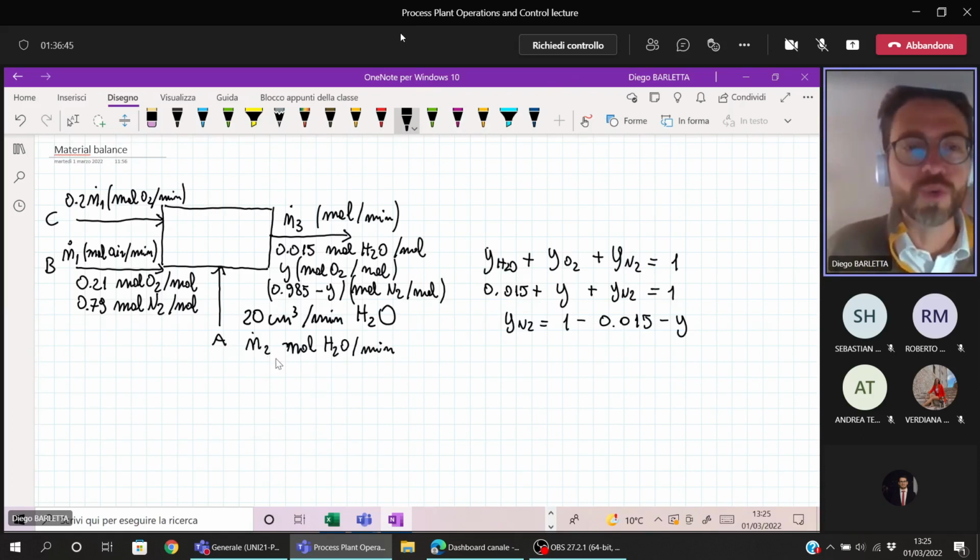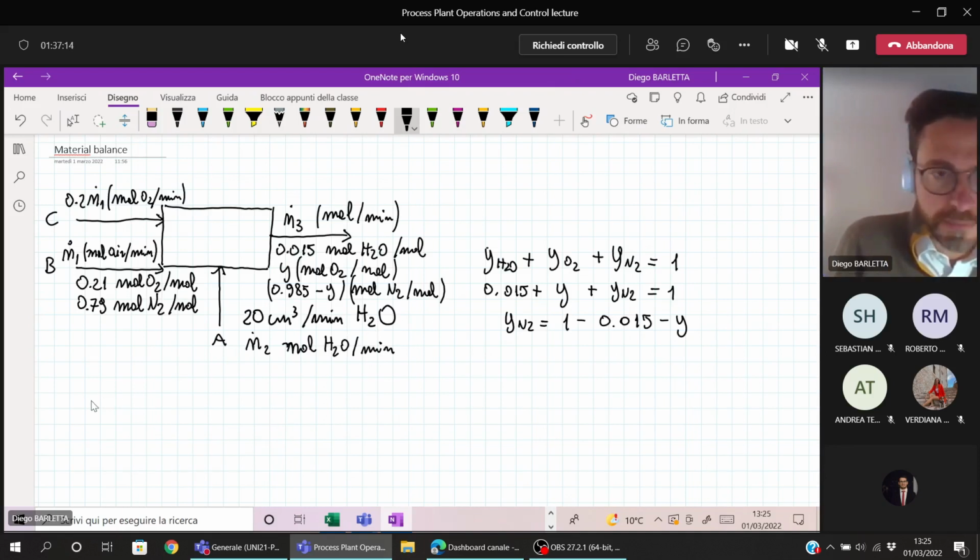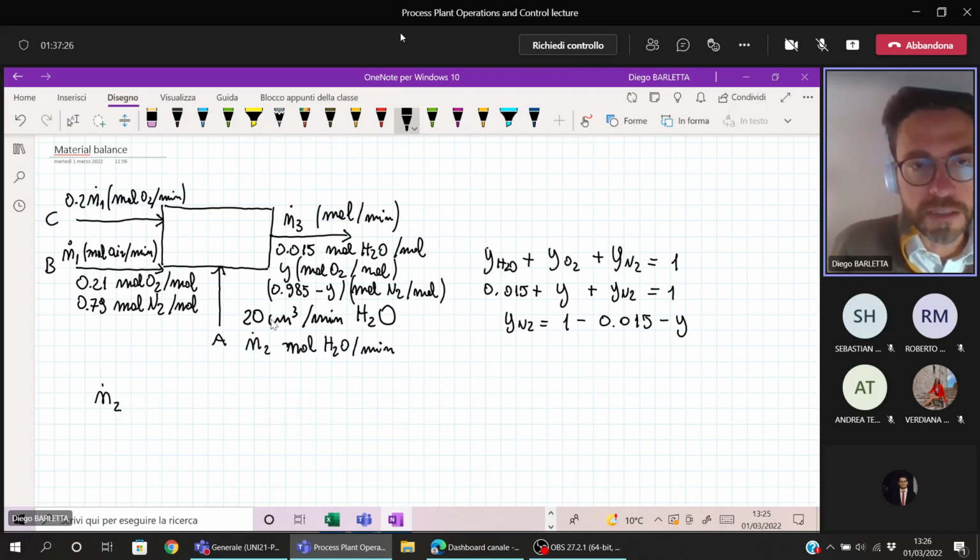Actually, the unknown n2 can be determined easily. It's not necessary to consider the material balance equation, because we have information about the flow rate of water in stream A, but in terms of volumetric flow rate. But we can convert this to a molar flow rate, considering that its chemical nature is only water. So this could be the first step, maybe the final one for today's lecture.